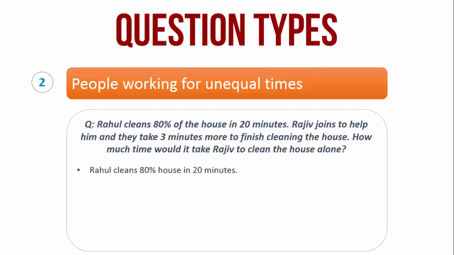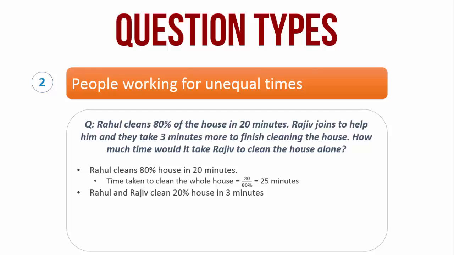Now given that Rahul cleans 80% of the house in 20 minutes, the time that Rahul would take to clean the whole house shall be 20 by 80% or 25 minutes. Now Rahul and Rajiv together clean 20% of the house in 3 minutes. So the time that they will take to clean the whole house shall be 3 divided by 20% or 15 minutes. As they both work together, they clean the house in 15 minutes.